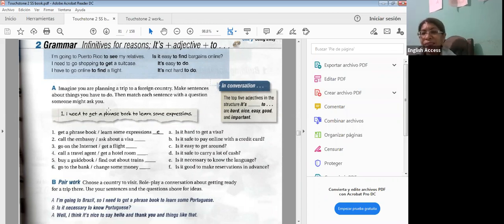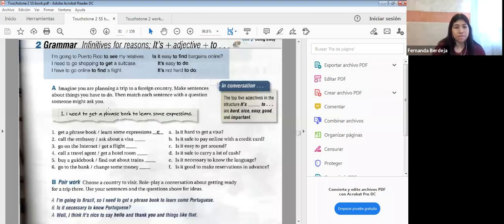Exercise A. Teacher, I don't understand. You're going to complete the sentences. You have 2 columns, okay? Look at the first column. You're going to complete the sentences. They are not complete. You're going to complete only the sentences. Pay attention. Number one, it says get a phrase book, learn some expressions. Complete sentence: I need to get a phrase book to learn some expressions. Okay. Only complete the sentences and then you're going to match the columns. Yes, that's it.